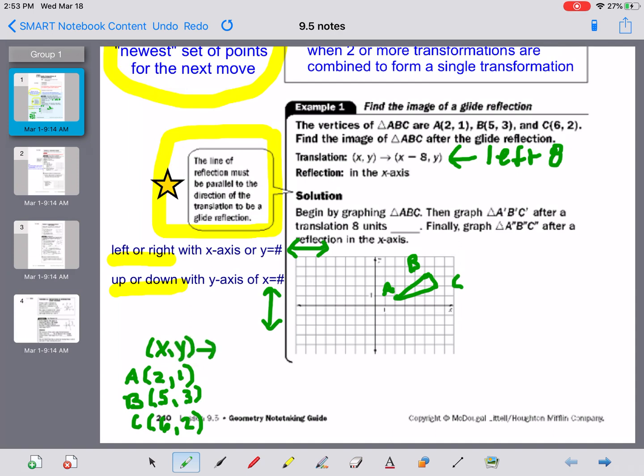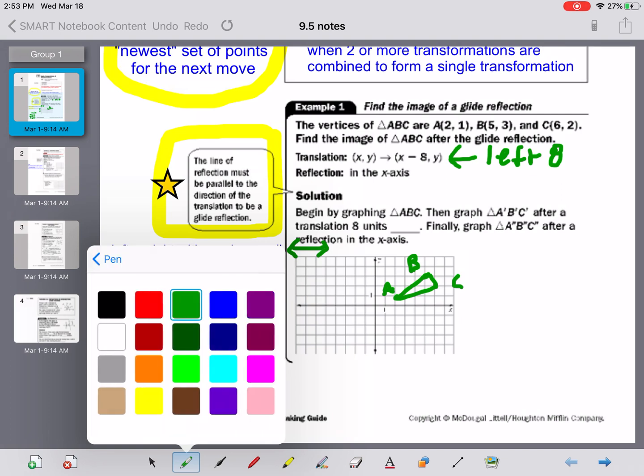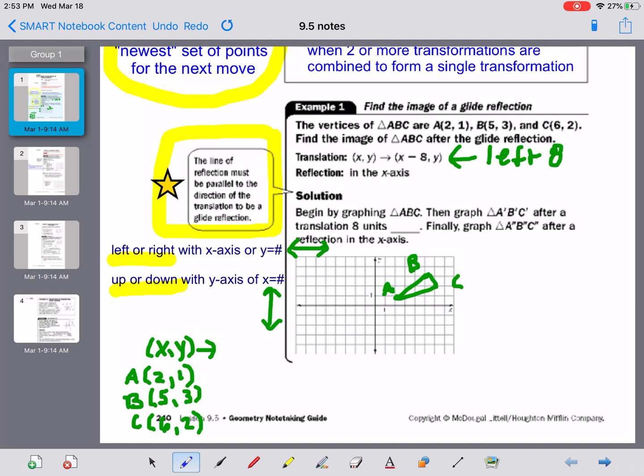Now, I'm going to go to my next change. I'm going to change colors here so that we can see the change happening. My first change is this translation. So notice my XY is going to go to X minus 8, Y. And that's what's happening to my ordered pair. So my ordered pair, this is going to become A prime, B prime, and C prime. If you recall from earlier, the first change every time gets a 1 prime.